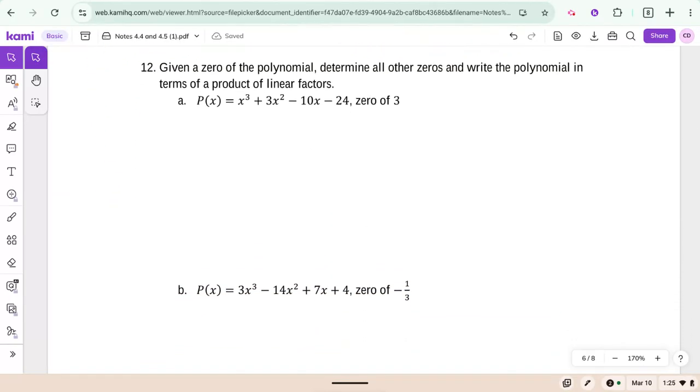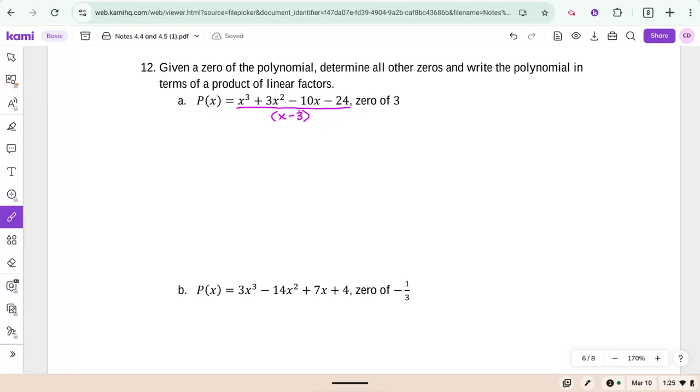Number 12, given a 0 of the polynomial, determine all other zeros and write the polynomial in terms of a product of linear factors. Okay, so for this one, I'm going to need to do synthetic division. So my 0 is 3. So I'm going to take my 0, and actually what I'm going to be doing is dividing this whole thing by the factor x minus 3.